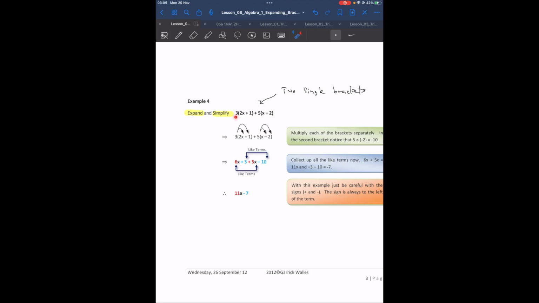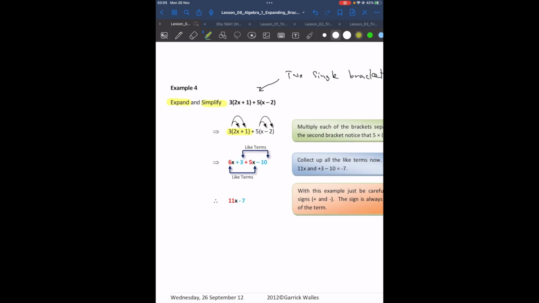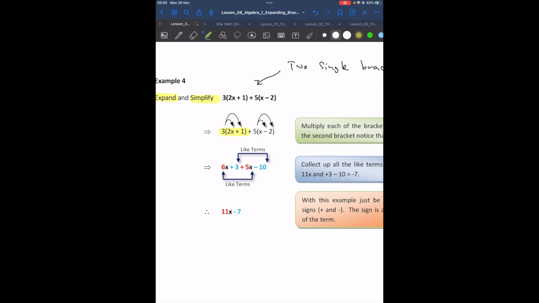You have 3 and then in brackets 2x plus 1, but the important thing is that the next bracketed term is separated by this plus sign. So all you have to do is multiply each of the bracketed expressions separately. So we're going to start off with the 3 bracket 2x plus 1. If I multiply this out, 3 times 2x will give me this 6x. 3 times 1 will give me this plus 3.